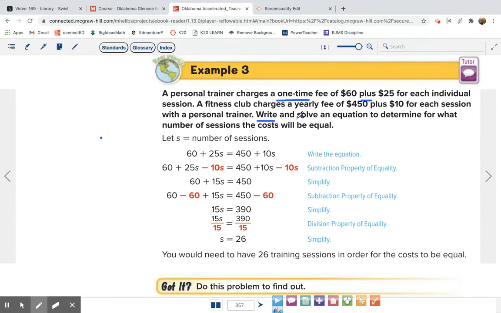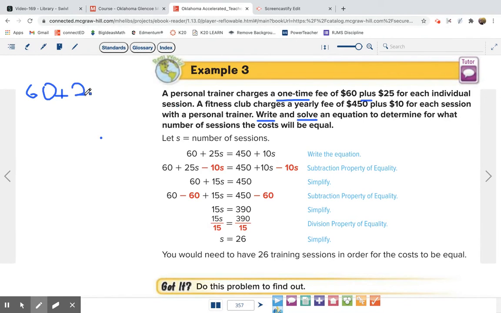We've got to write an equation and then solve it. So I'm going to go back and let's look at just the personal trainer. He charges a one-time fee of $60. If it's a one-time fee, you pay it one time. You don't pay it over and over again. Plus, we're going to be adding $25 for each individual session.